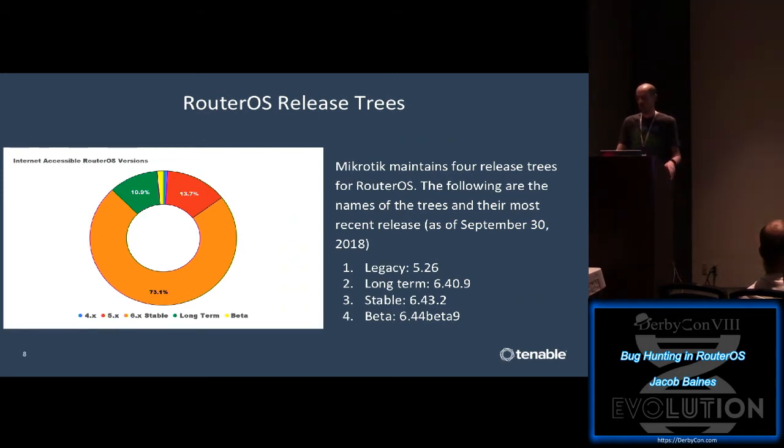It's sort of important to know, MikroTik churns out RouterOS releases like it's nobody's business. In fact, I probably updated this slide about 10 times and just gave up last week. But suffice to say, they keep 4 major branches going: legacy, long-term, stable, and beta.